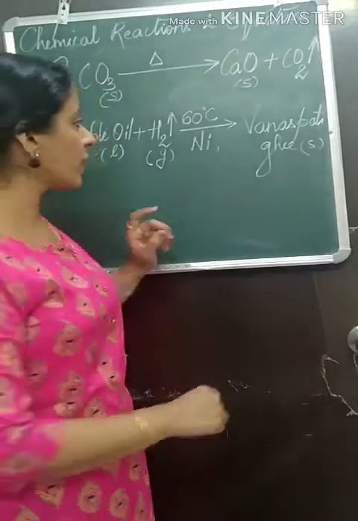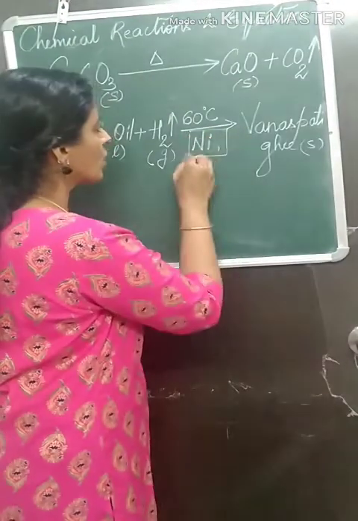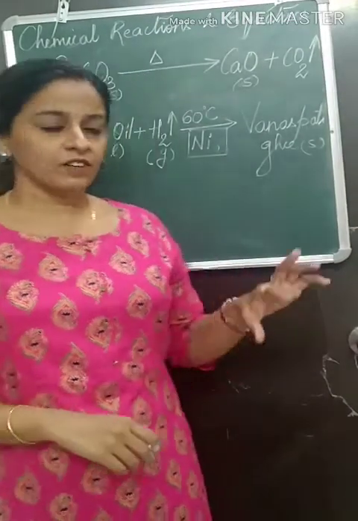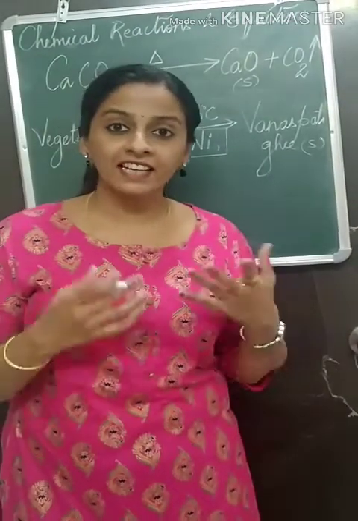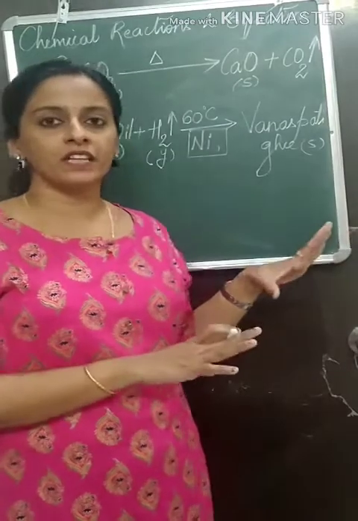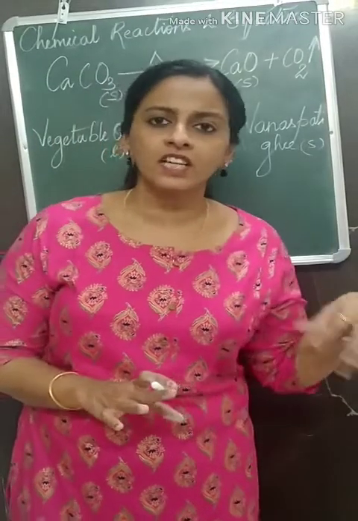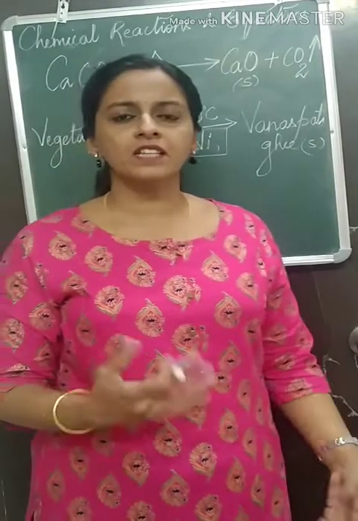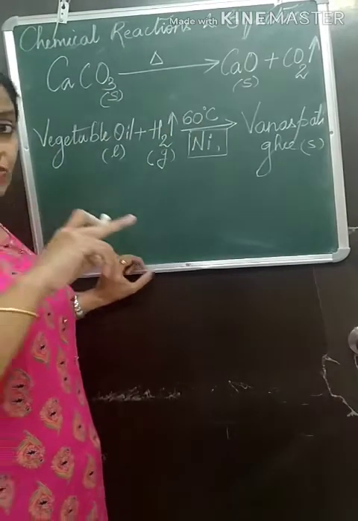Then in the exam you can expect a box here. There you have to mention the name of the catalyst, nickel. Okay, so this is an example where the catalyst should be specified in the chemical reaction. Without this, the reaction will not happen. Okay. Now the next example, the reaction which we learned first.